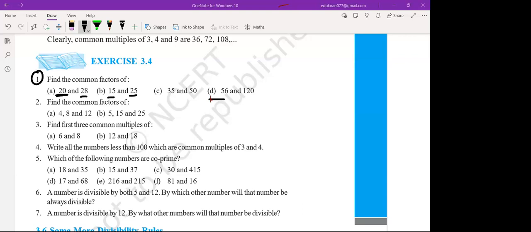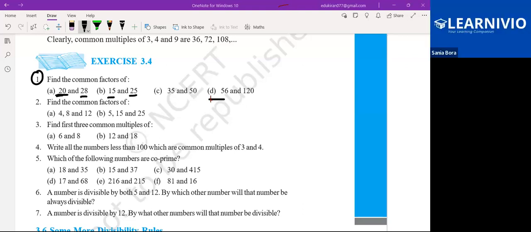For the B1? 1 and 5. For the next one? 1 and 5. B1? I only got 1. 1, 2, 4, 8. Okay, just do the D1 again. And Mariam, I hope you got the mistake. Multiple and factor are different things, right? Yes. So you have to be very careful when doing this. Clear?